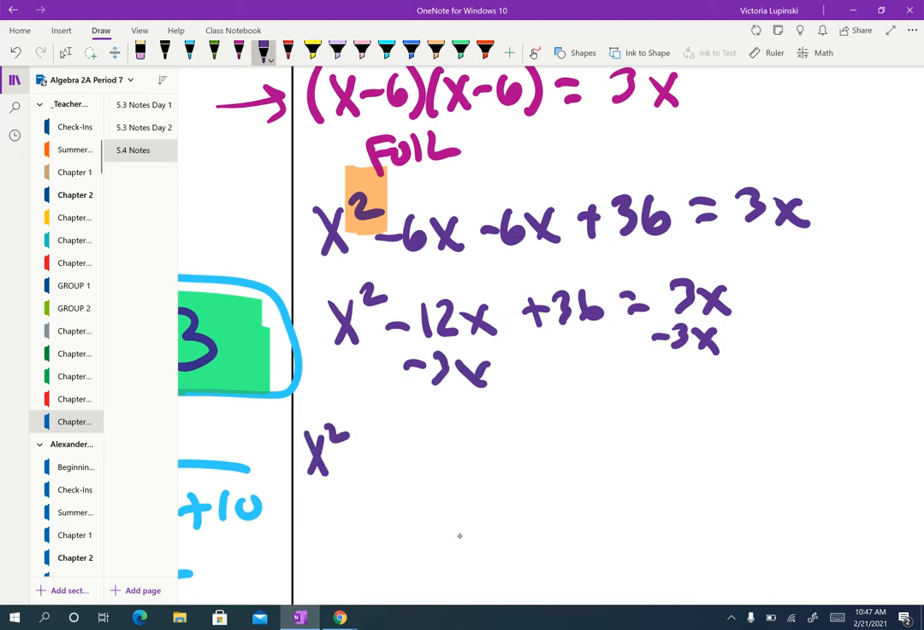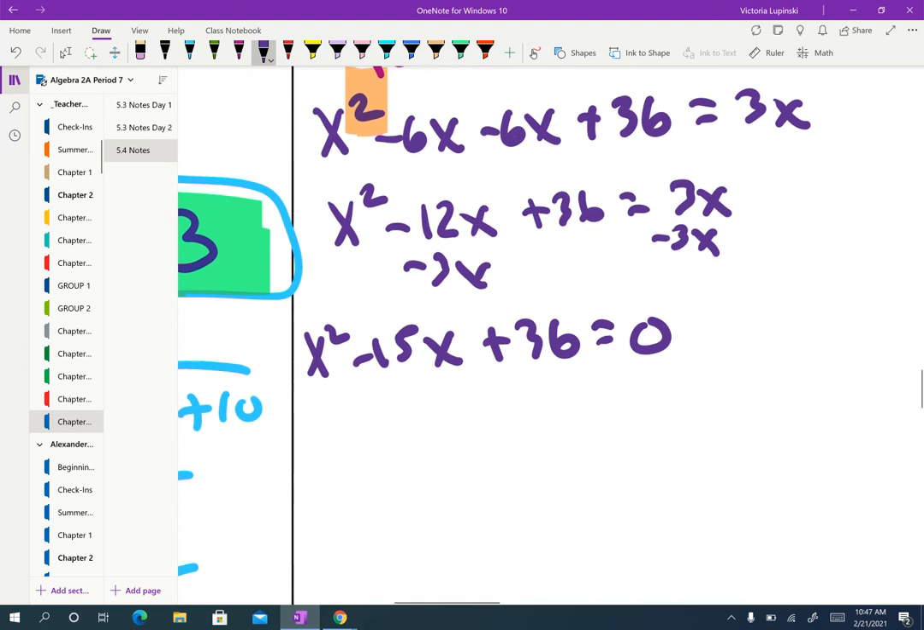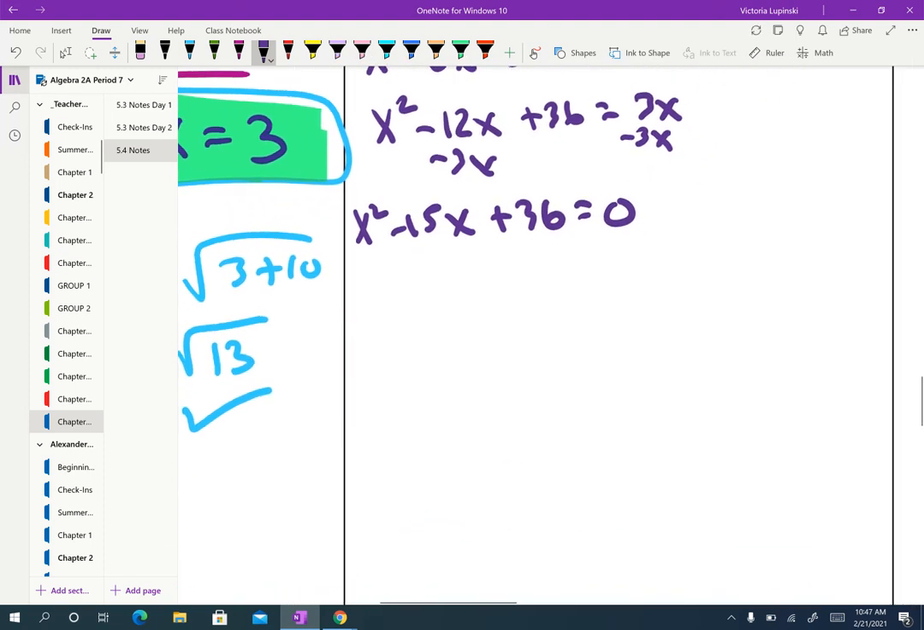That's going to give me x squared minus 15x plus 36 equals 0. If we're nice, it's going to factor. If we're not nice, you're going to use the quadratic formula. But luckily for us, you're looking for 2 factors of positive 36 that add up to be negative 15.